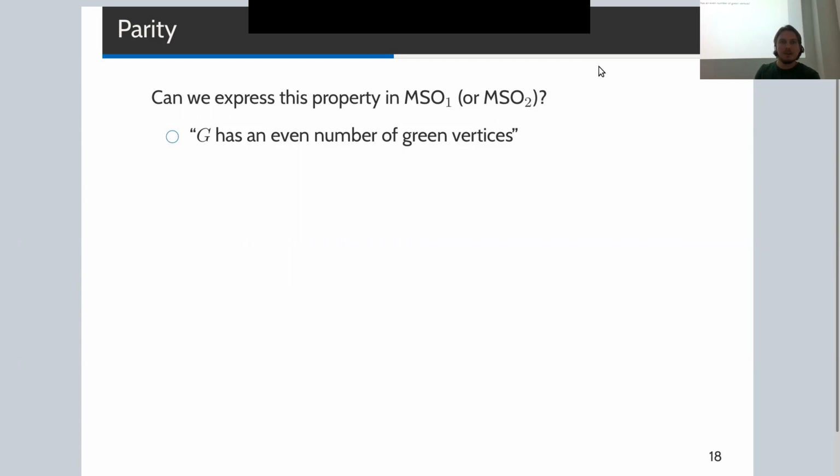One more thing I wanted to express would be parity constraints. So let's say you have a property I want to express, that graph G has an even number of vertices. I can't give you the proof, but it is also true that you cannot express this in either MSO1 or MSO2. So these kinds of parity constraints, it's somehow impossible to express using MSO.